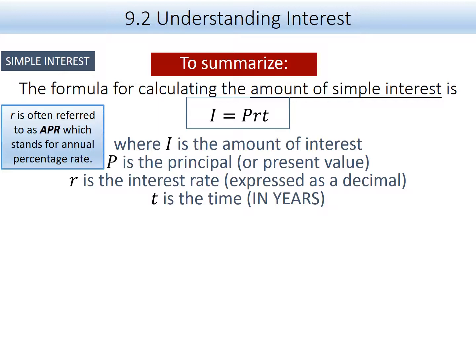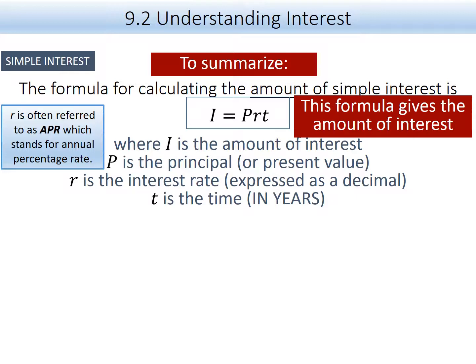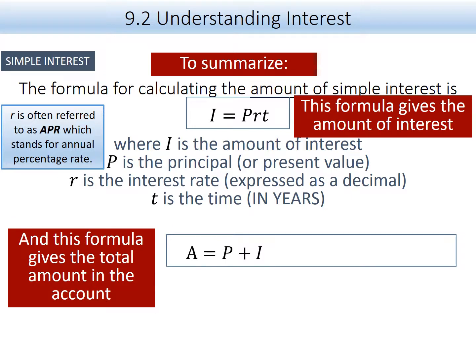So to summarize this, I equals PRT gives the amount of interest for a simple interest account. But if you take P and I and add them together, you get what we sometimes call A, or you can call it the future value, and we'll be doing that later. And that's simply the principal plus the interest.